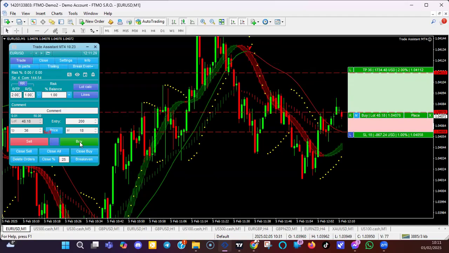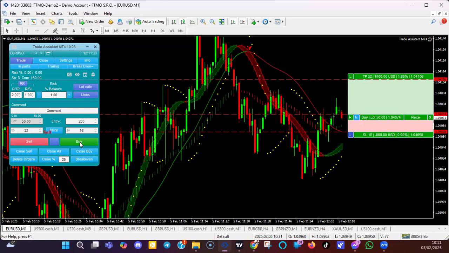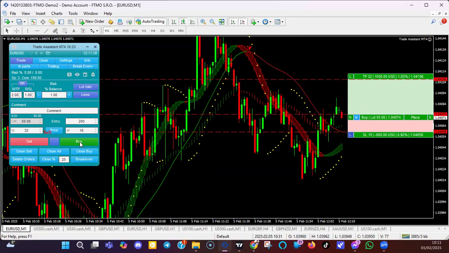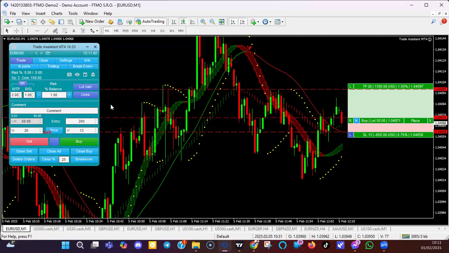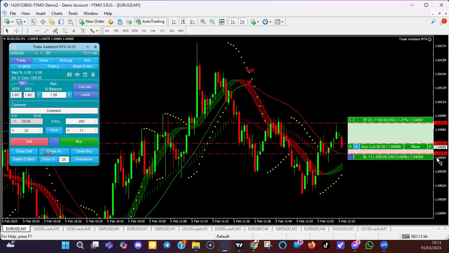So I'm glad I didn't jump in now because we're ranging down. And this might come to nothing. Looked promising 2 minutes ago, but now not so much. And it is a ranging market, and it is what it is.